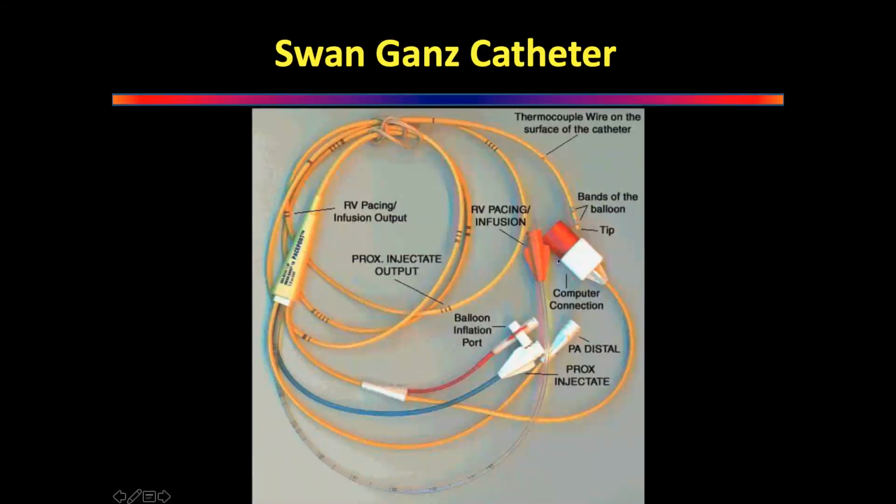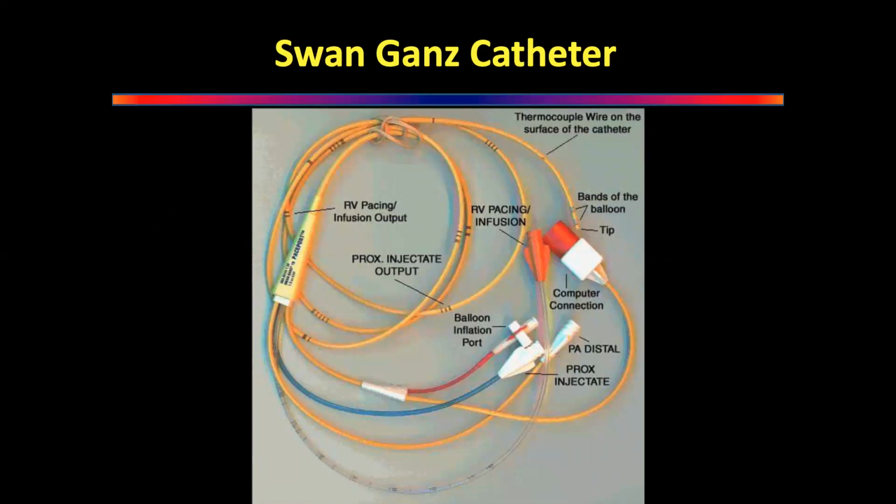And then you also have one extra wire which allows you to connect to a pacemaker, and it will allow you to pass a pacing wire across this to pace the heart. It will give you a connection to pace the heart. So there are 5 tips at the proximal end. One is the computer connection, one is the pacing wire connection, one is balloon inflation, and then two more, one for proximal injection and one for distal measurements.